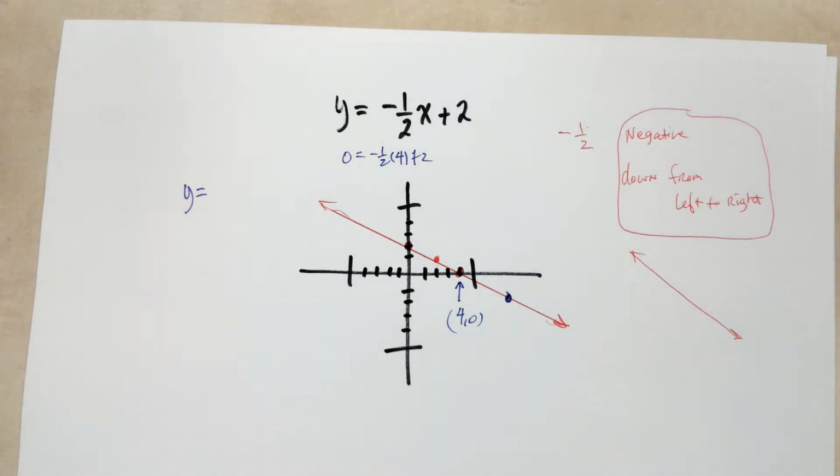That's what makes graphing really powerful: if you can just find a few answers, you can draw the shape, and then you can find all kinds of other answers.